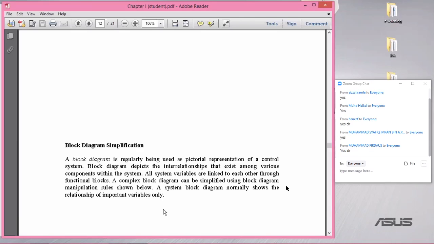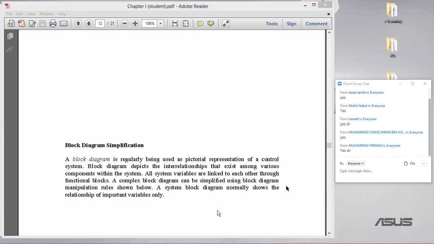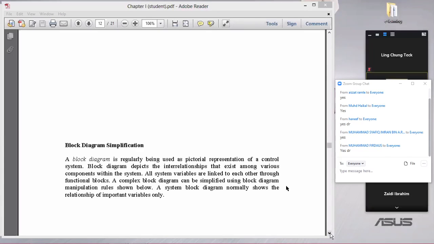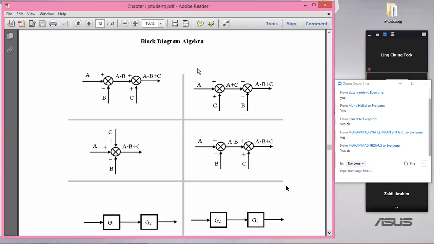What we are interested in is to reduce our block diagram into a single block. Then you can use what we call the block diagram algebra. Just look at the table here. So these two are equivalent. Here the left-hand column is equivalent to the right-hand column.